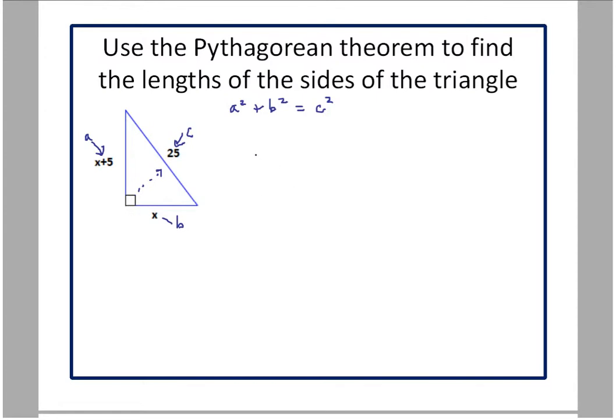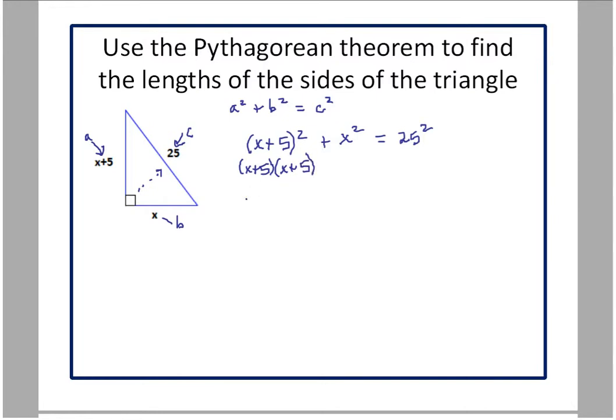So we have, instead of a, we're going to put x plus 5 squared plus, and instead of b, we're going to put x squared. And instead of c, we're going to put 25 squared. Now be careful when you're squaring this parenthesis. That means there are two of them. And you need to double distribute it out or FOIL it out.